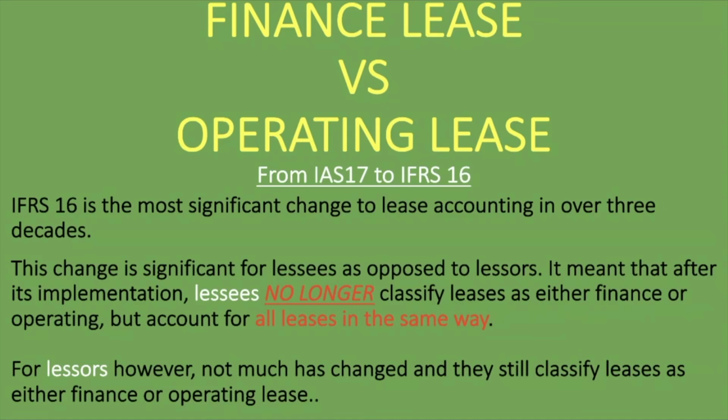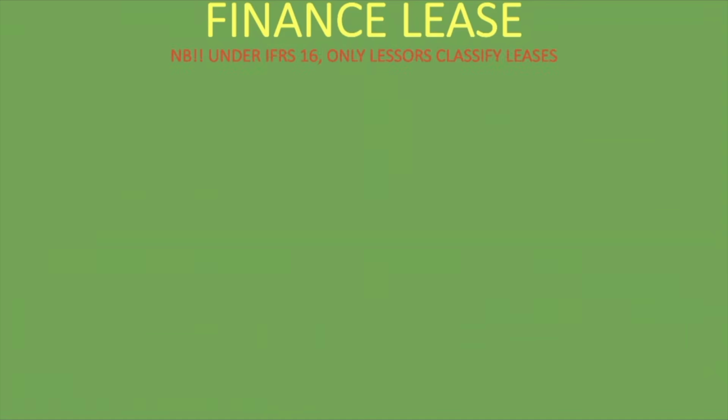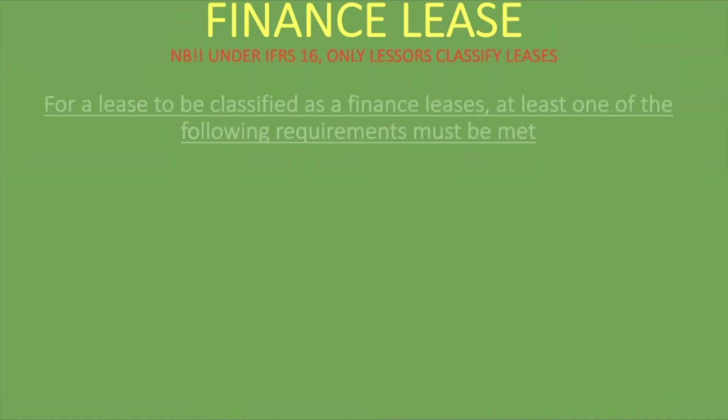So if you're looking at a specific lease and you have to answer questions from the perspective of the lessor, you still have to determine whether this is a finance lease or an operating lease. But for lessees, however, you don't classify leases any longer. Right? So now let's look at the finance lease under IFRS 16. Only lessors classify leases, as we've just mentioned. You have to always remember that.